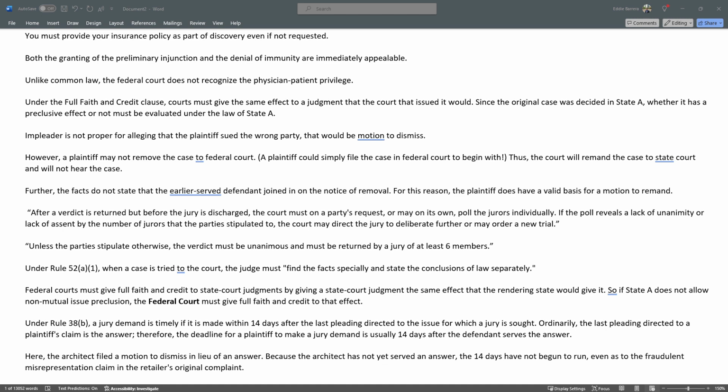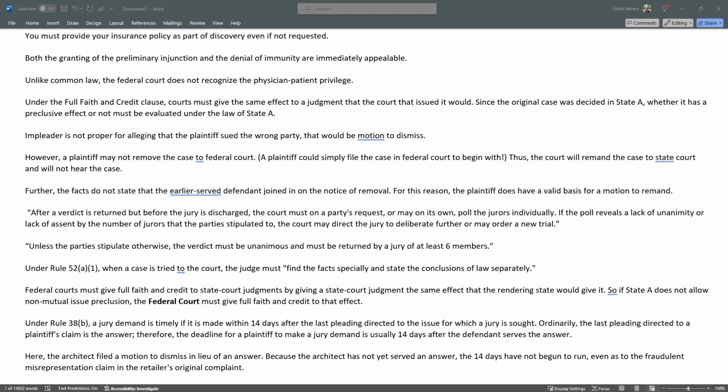Federal courts must give full faith and credit to state court judgments by giving a state court judgment the same effect that the rendering state would give it. So if State A does not allow non-mutual issue preclusion, the federal court must give full faith and credit to that effect.